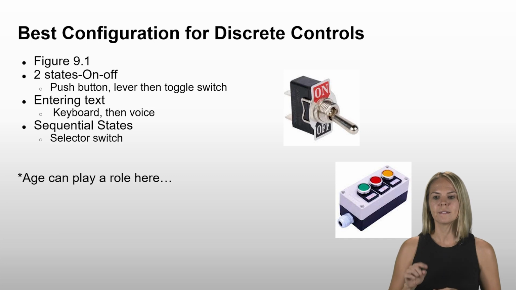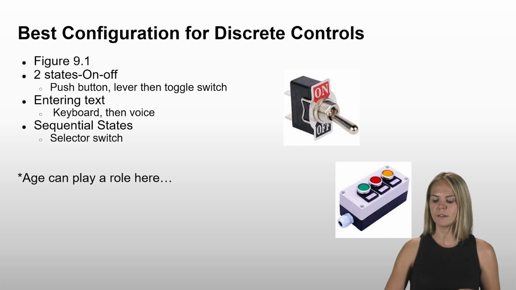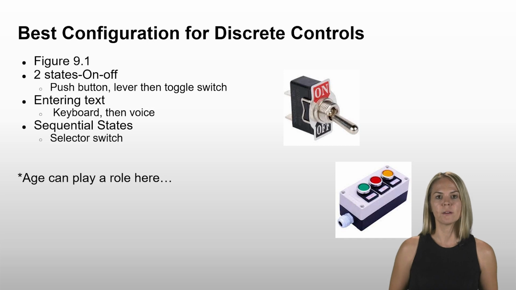The push button is great only if there's things like an indicator light, and only if you can physically see it depressed or not depressed. Just like these green, red, and yellow buttons, if it's kind of in that on position, what is the on position? And something that is interesting with these configurations is that age can play a role here.